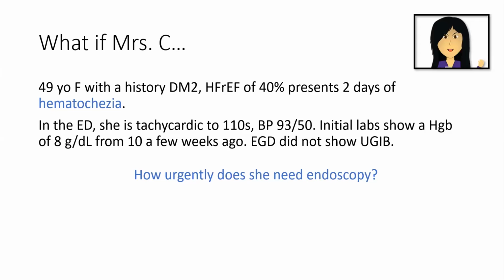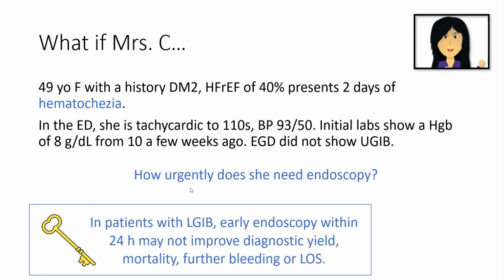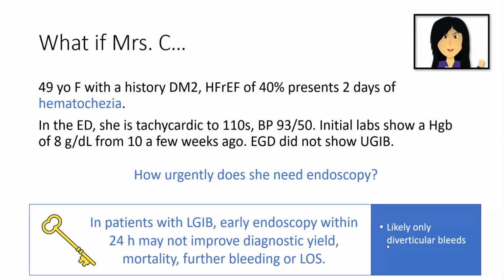And so if Mrs. C came in with hematochezia, a lower GI bleed, I would conclude here that in patients with a lower GI bleed, early endoscopy within 24 hours may not improve diagnostic yield, mortality, or further bleeding. But this likely only applies to diverticular bleeds, and our GI colleagues would still recommend that you involve them early, though they almost never need to be called overnight for these bleeds.